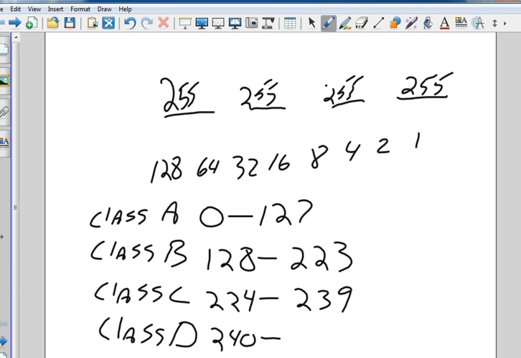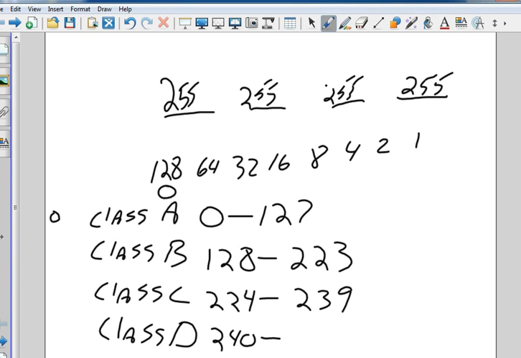These ranges are a direct correlation to the binary chart. How? Is it safe to say that in a Class A, the 128 bit has to be a 0? Because if I put a 1 in the first 128 slot, I go to 128. So Class A's always start at 0. Zero anything.